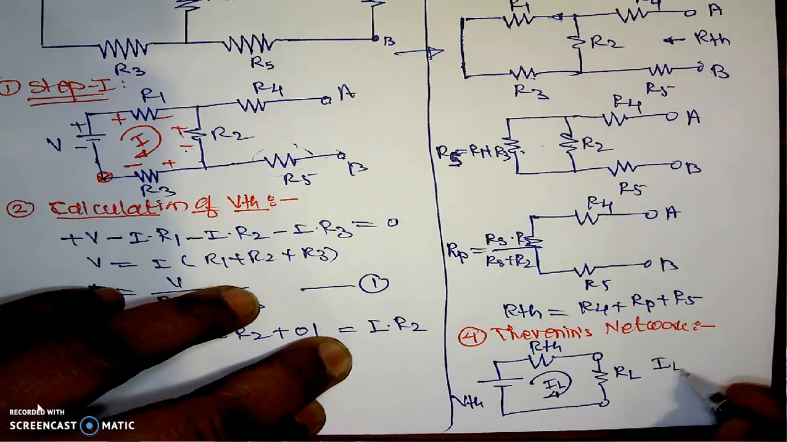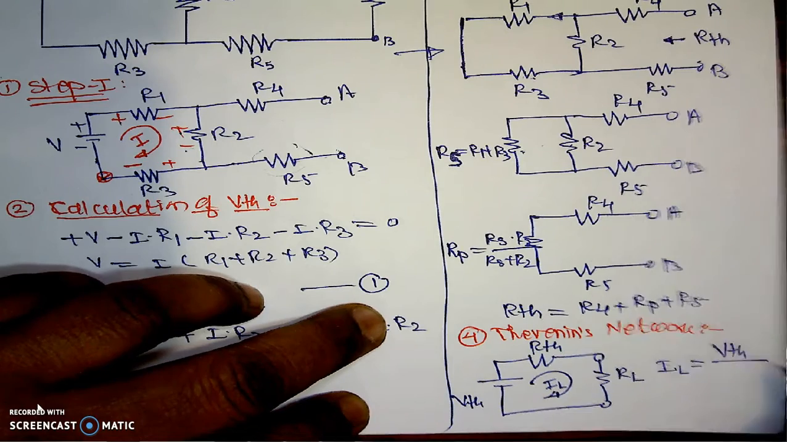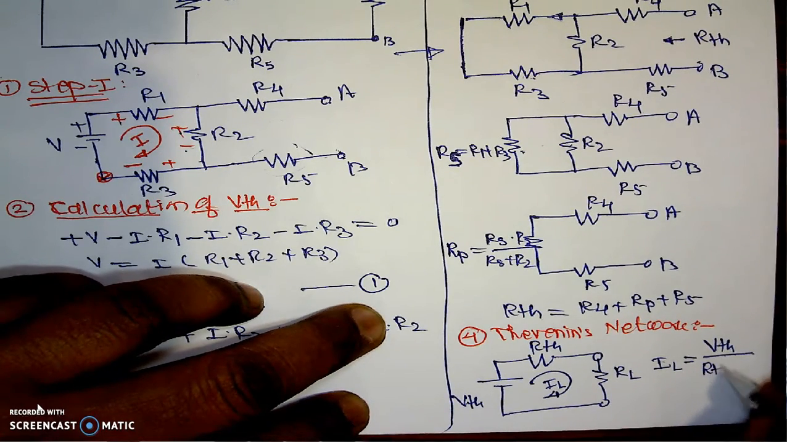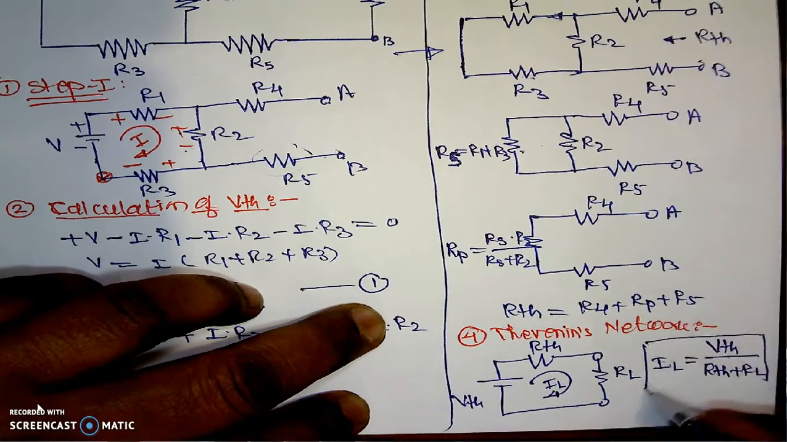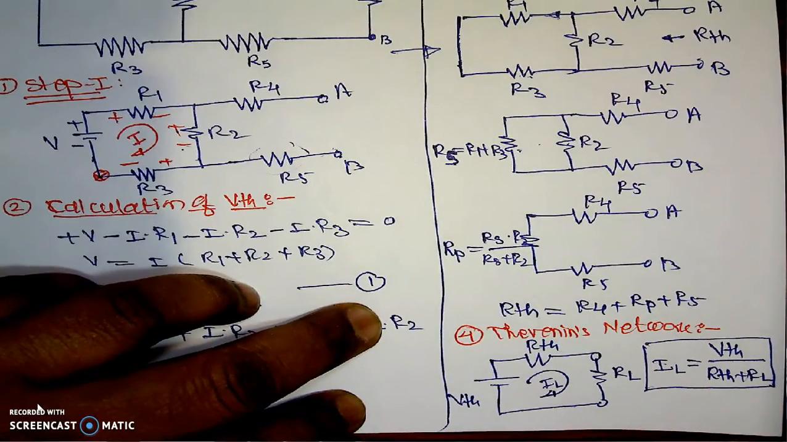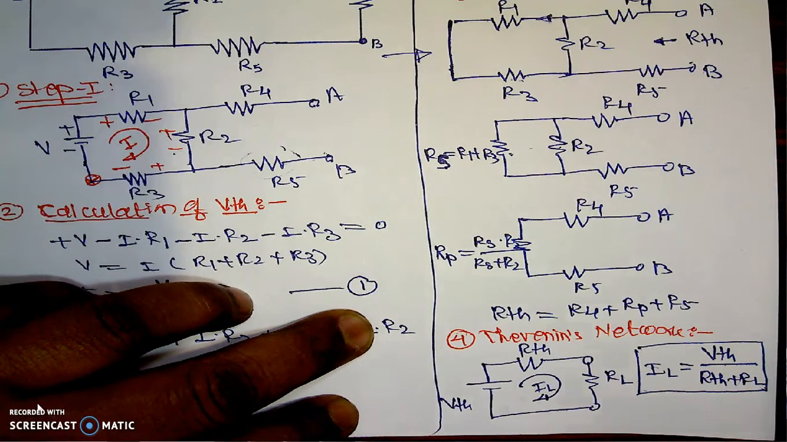What is the formula for IL? It is a single loop: total voltage divided by total resistance. Total voltage is VTH, divided by total resistance, which is RTH plus RL. And this is the very same as the statement of Thevenin's theorem. What is the statement of Thevenin's theorem? The current flowing through the load resistance is given by VTH divided by RTH plus RL, which we have from this particular figure itself. The current flowing through the load, or current in this loop, is VTH divided by RTH plus RL, that is total voltage divided by total resistance, which is RTH plus RL. This is the gist of Thevenin's theorem.